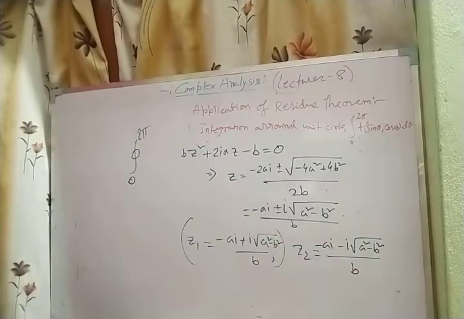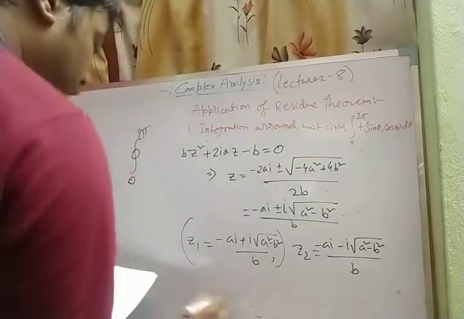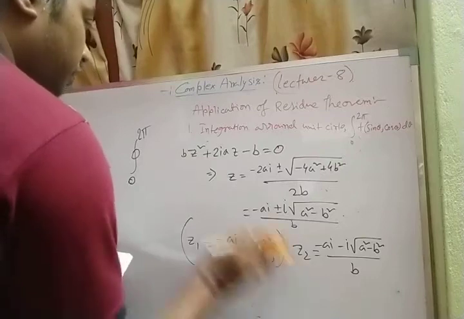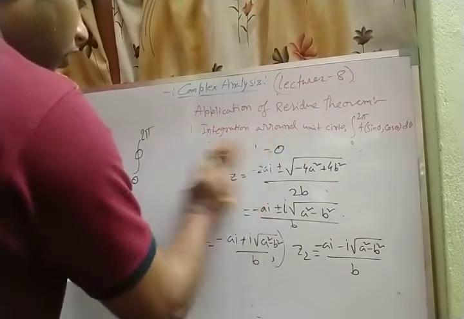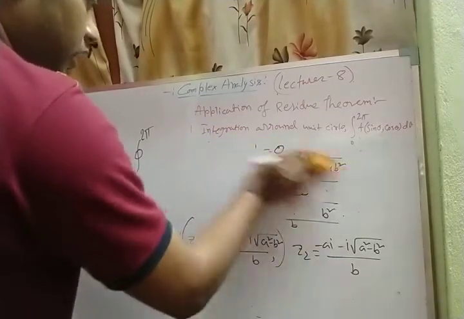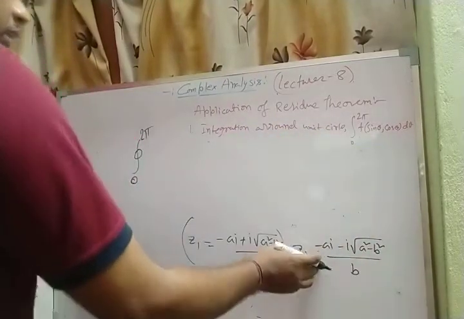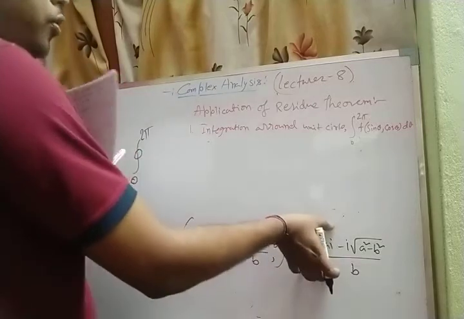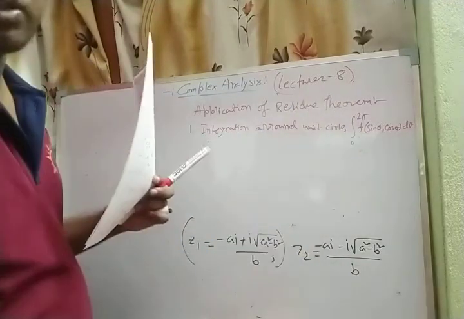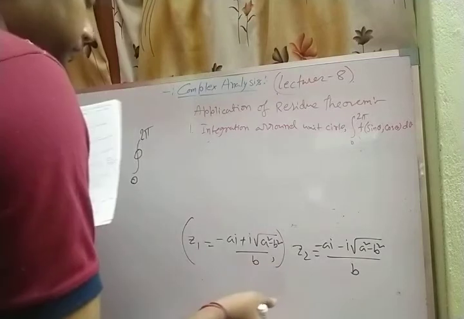Because why? Let us find out why only one pole, that is z equals z1, remains inside the unit circle and the other is outside. So for the outside pole the integration value should be 0 by Cauchy's theorem.